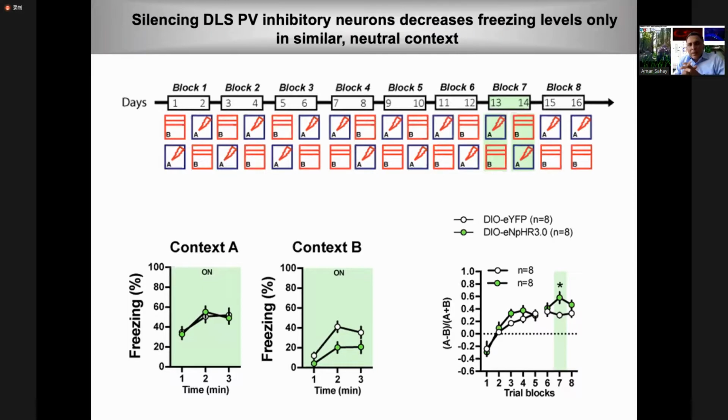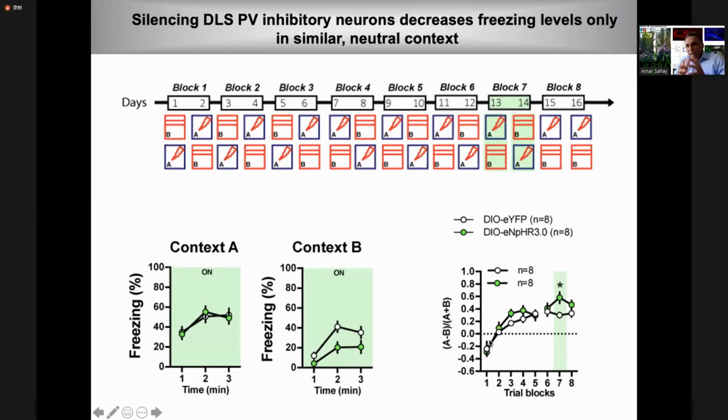B. And again, once behavioral performance becomes asymptotic or stable and animals exhibit discrimination, Antoine then silenced the PV cells in the dorsolateral septum when the animals were placed back in context A or in the similar context B. What Antoine found was that this did not affect freezing levels in context A, but only decreased freezing levels in the similar context B, thereby impairing context discrimination, as captured in the discrimination ratio shown over here.